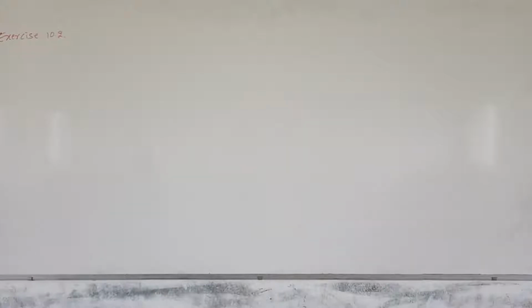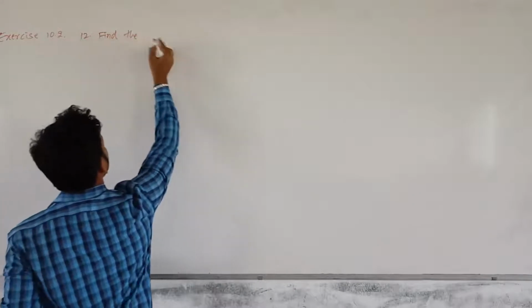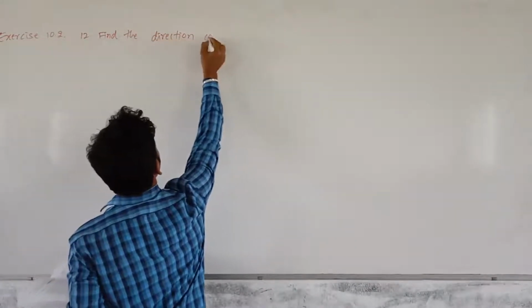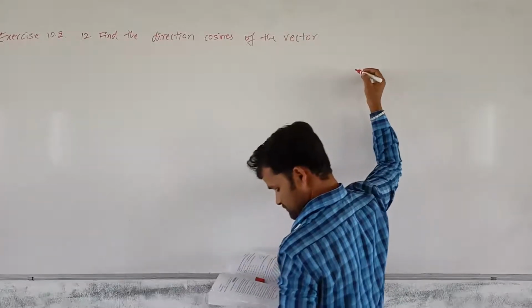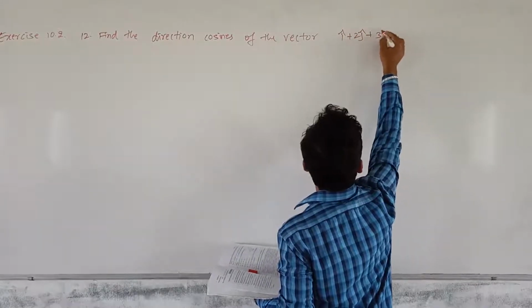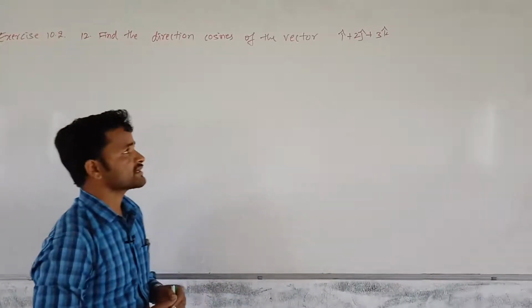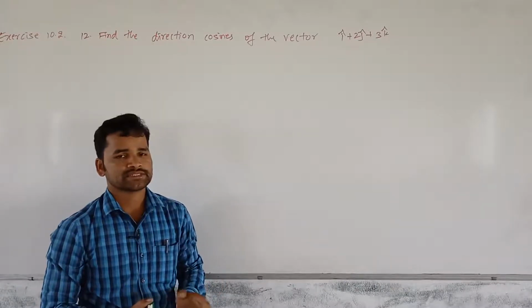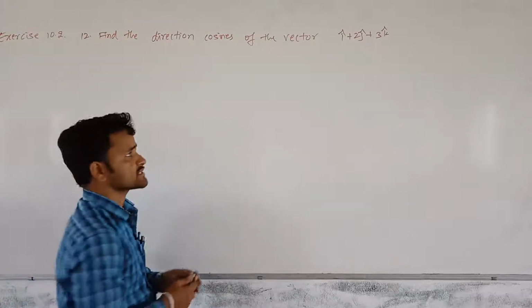Now, we will take the next question, question number 12. Find the direction cosines of the vector i plus 2j plus 3k. Very simple it is. Direction ratios are what? Direction ratios are nothing but the scalar components. So, here scalar components are 1, 2, 3. Direction ratios are 1, 2, 3. What about the direction cosines? If you divide the direction ratios by its magnitude, those will be direction cosines.